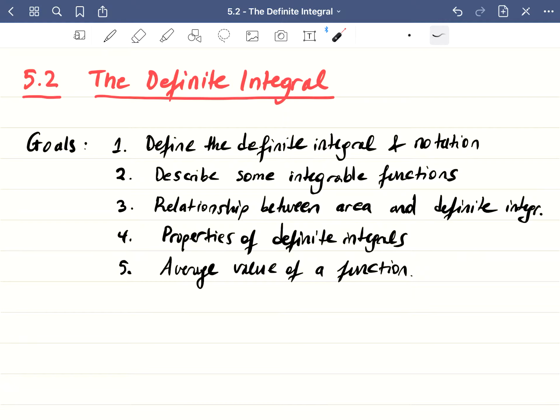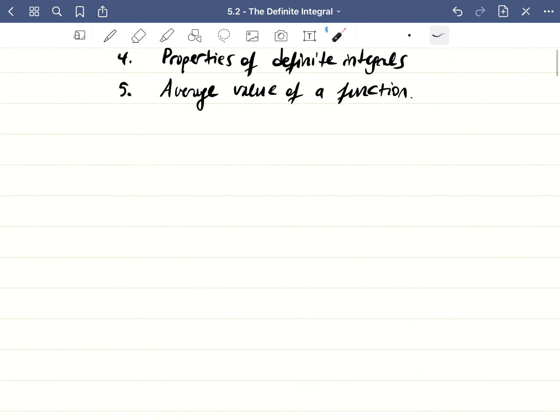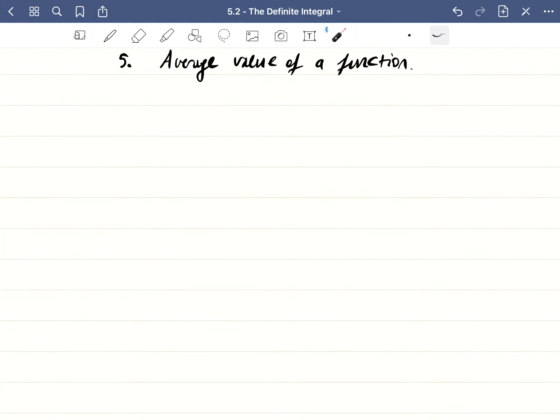Alright, so let me just start by reminding you how we approximated the area under a curve using the Riemann sum. Let me start by reminding you about the formula. So recall, if you have a function y is equal to f of x, and let's suppose that this is positive, at least for the graph, and this function is defined on the interval a comma b.